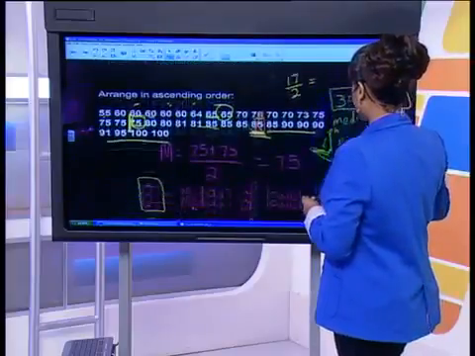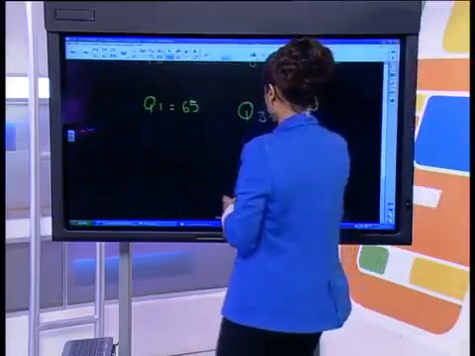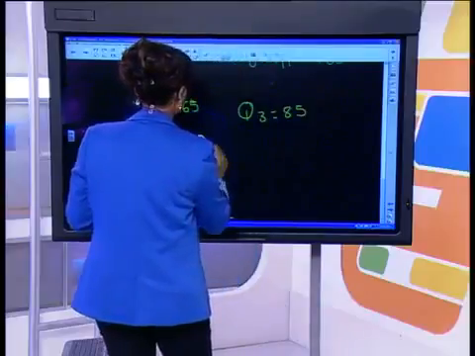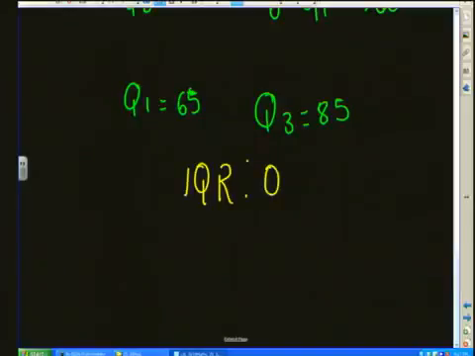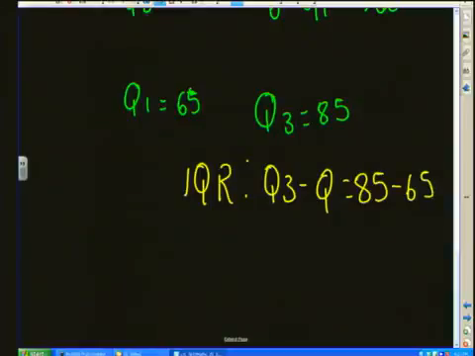Let's have a look at that one. So to work out our interquartile range, we say Q3 minus Q1, and remember this value tells you by how much the middle of the data differs. All right, so they differ generally by about 20%.